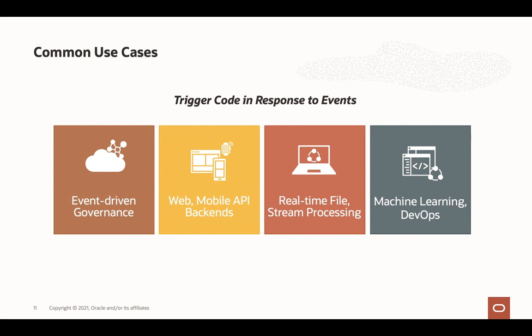like Splunk. You can also expose your functions as REST API endpoints for various devices like web and mobile backends to consume. You can use functions for real-time file and stream processing. So like you may have an image file coming into object storage, and you may want to read the image file, convert that image into a thumbnail or images of different sizes, etc. Similarly, you can use it for machine learning and DevOps use cases as well.